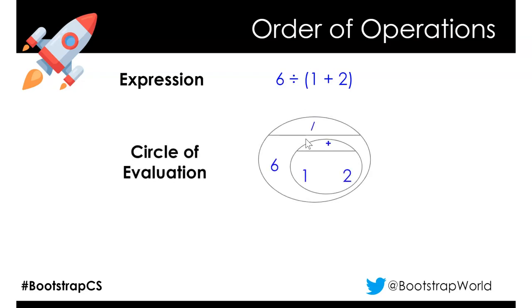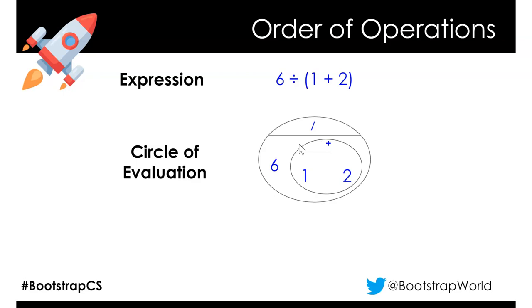So in order to write that as a circle of evaluation, we have a circle for what's here, and that goes here. So that's the inner circle. And at the top of that is the operation, the function, which is plus, then left to right. And then the outer circle is the division function. 6 goes on the outside, is the left, and then the right-hand side is this circle.